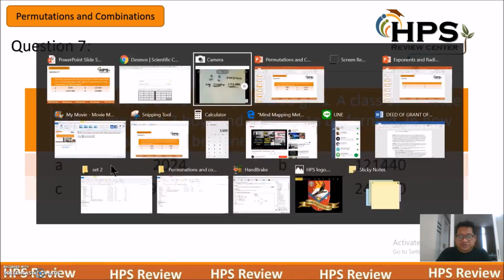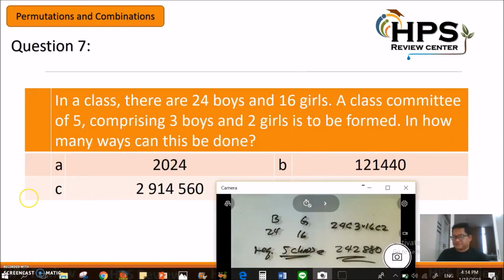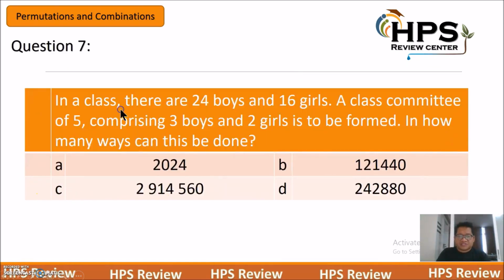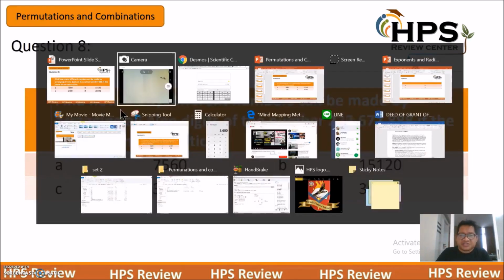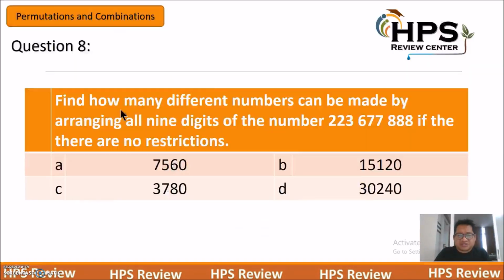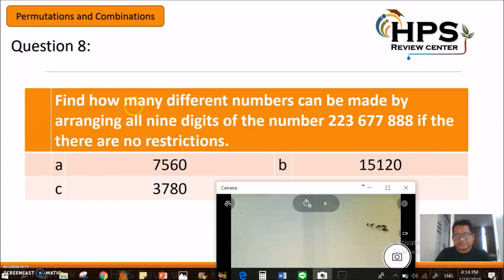Next, let's proceed to number 8. Find how many different numbers can be made by arranging all 9 digits of the number if there are no restrictions. So let's try to do that question.